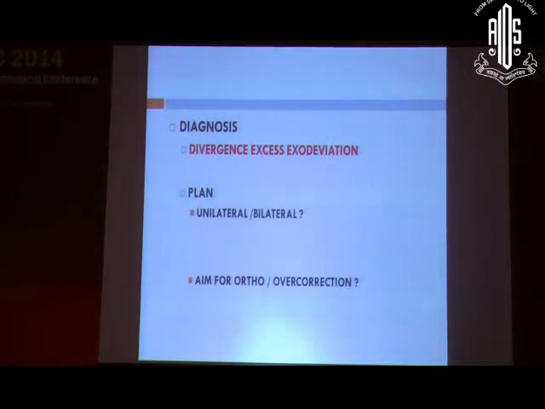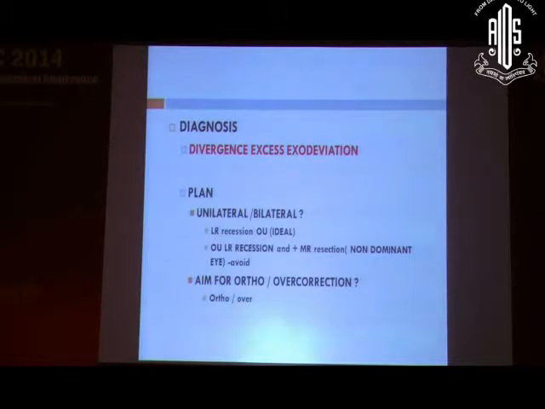Now according to the plan in such cases, whether it be unilateral or bilateral management, the ideal situation is to do an LR recession of both the eyes. You can always add an MR resection of the non-dominant eye, but it should ideally be avoided. Now what should be the aim? You should go for orthotropia or an overcorrection in such cases.